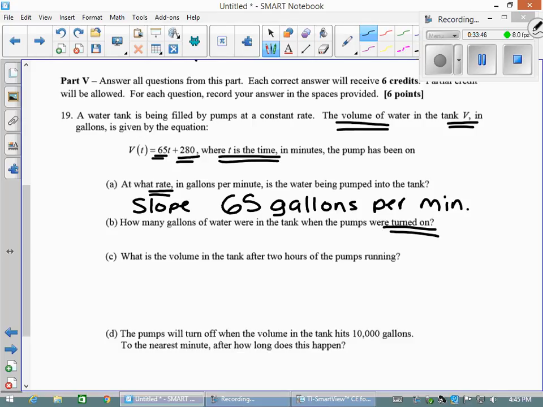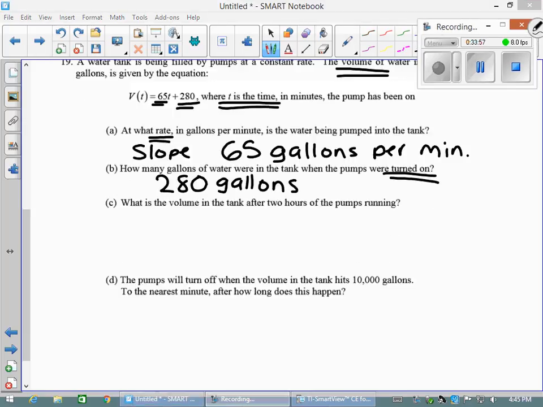The third part says, what is the volume in the tank after 2 hours of the pump running? Well, the first thing that we needed to see is that 2 hours is what our question is asking us. But overall, this function is in minutes. Our time is being represented in minutes. So we have to figure out how many minutes are 2 hours. There's 60 minutes in every hour, so 2 hours would be 120 minutes. That's the first thing you would have to do.